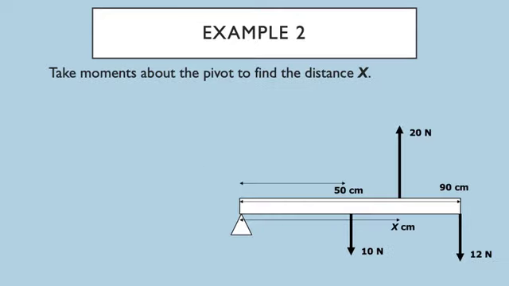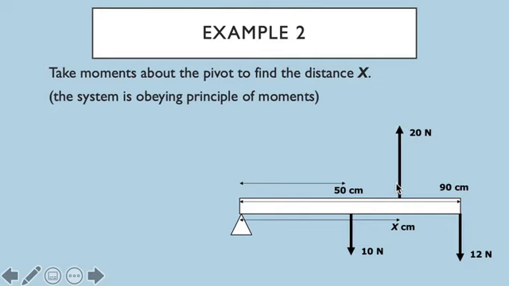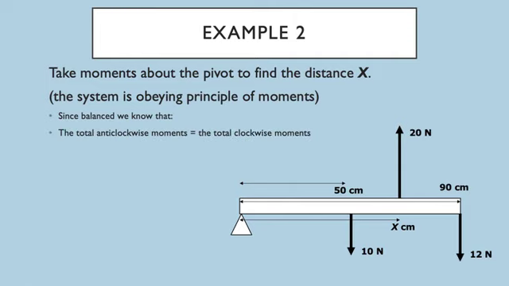Another example then. This time we're taking moments about the pivot to find the distance x. So we've got some moments that are pulling clockwise around the pivot, and we've got a moment that is pulling anti-clockwise. So the system is obeying the principle of moments, so we know that it's balanced. So if we know that it's balanced, then we can just work out the clockwise moments, work out the anti-clockwise moments, and then from that information we can find out what x is.